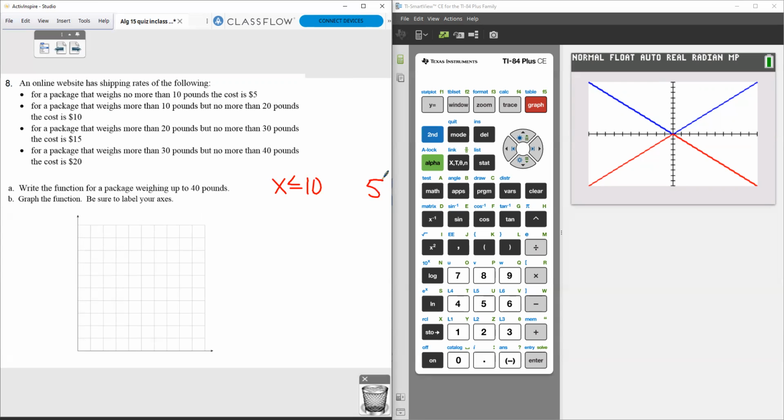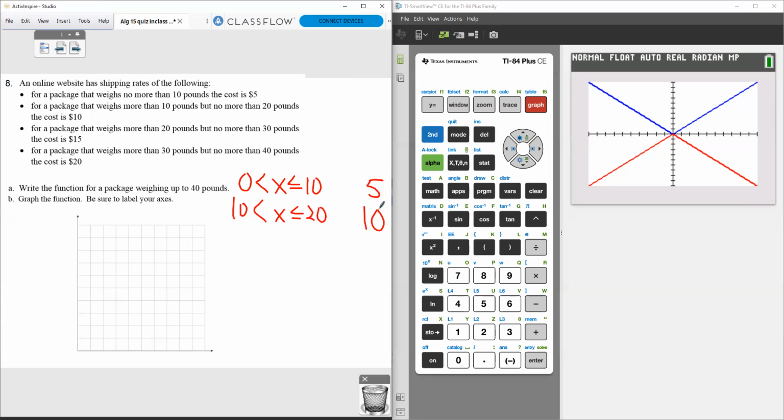Now, you could, if you wanted to, put 0 is less than x. In order for something to be shipped, there has to be some sort of weight to it, so it has to be greater than 0. Then the second bullet says more than 10 pounds, but no more than 20. No more than, so it would be 10 is less than x, which is less than or equal to 20. It can weigh 20. It just can't be more than 20. And you're going to get charged $10 for that.